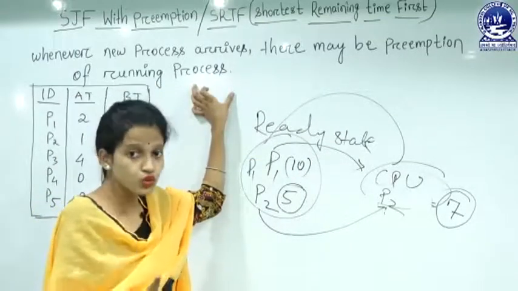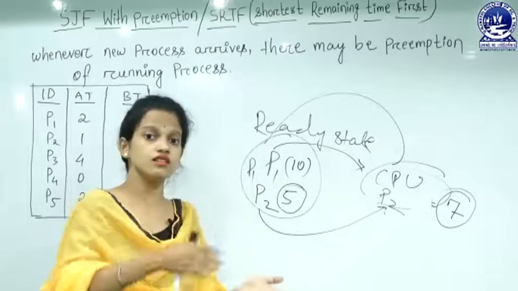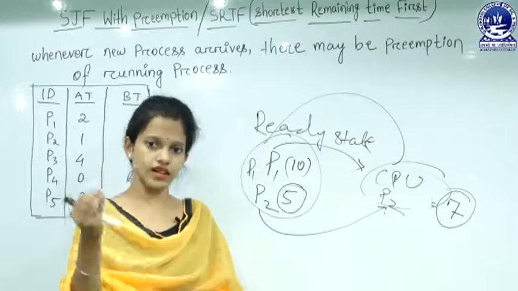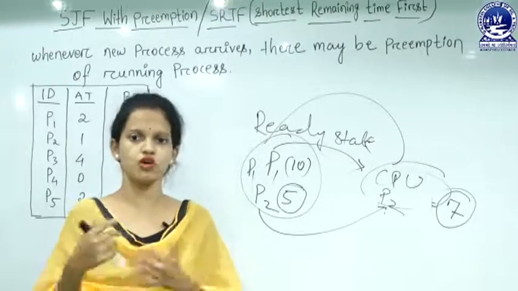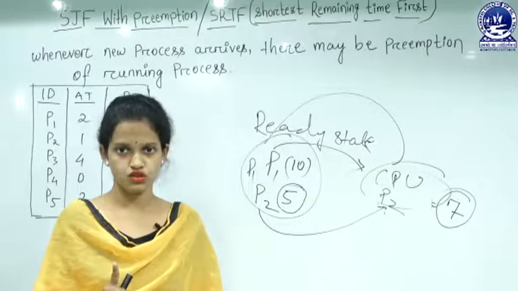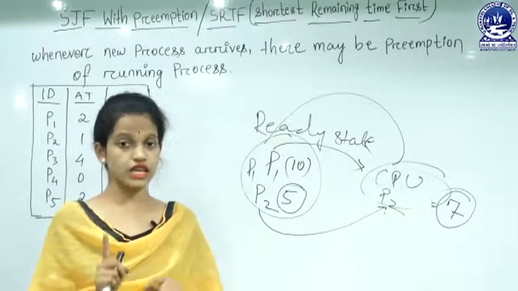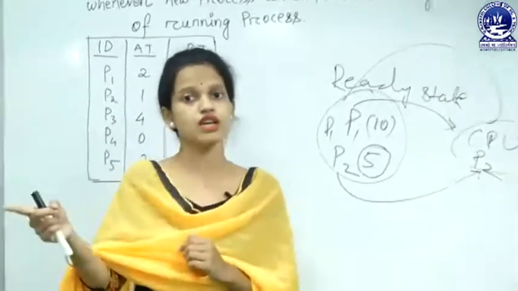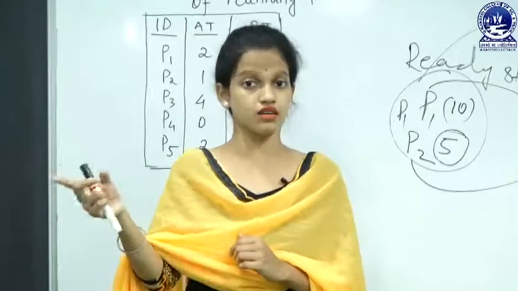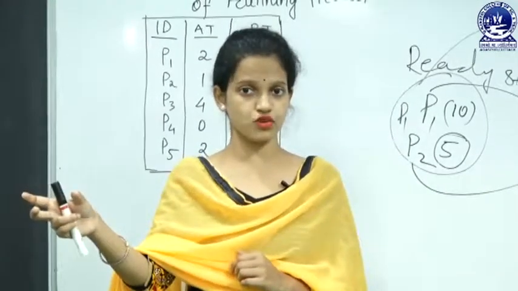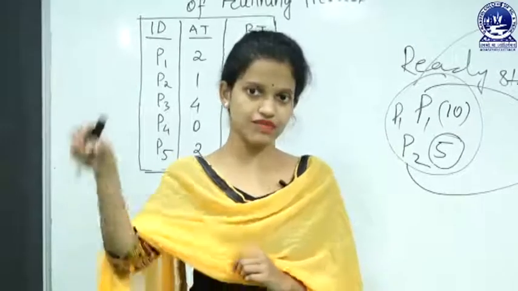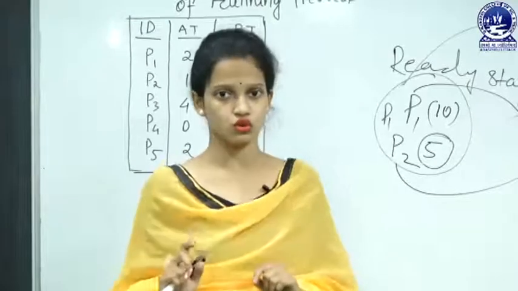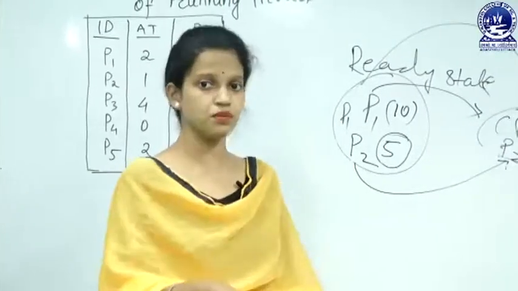It is not true that if a newly arrived process always comes at the ready state, then the currently running process will always be preempted. That is not true. So, at which condition? If the newly arrived process has a shorter burst time than the remaining burst time of the currently running process. So, at that time the currently running process will be preempted, not always. May or may not be.